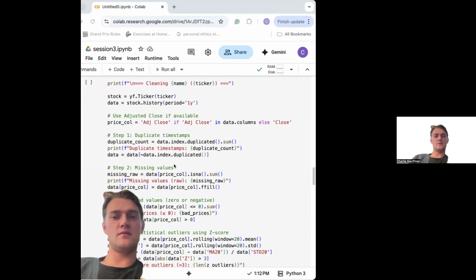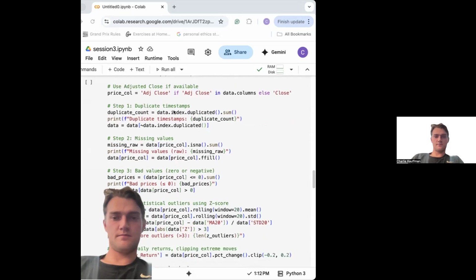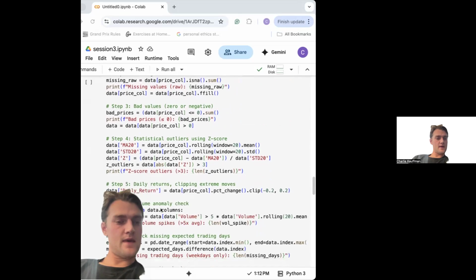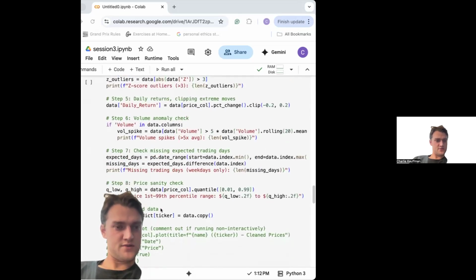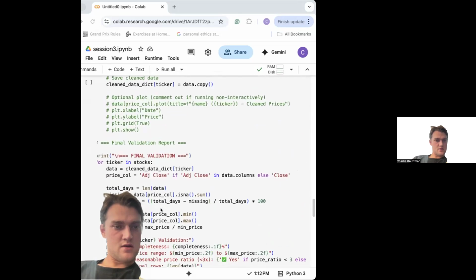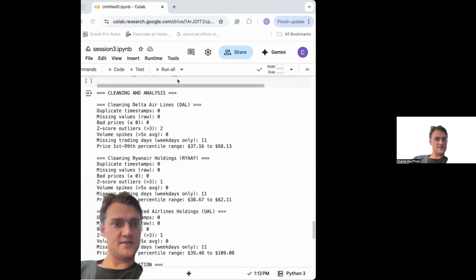Once it downloaded the data, it ran basic checks for problems that affect financial statements. First, duplicate timestamps, missing values, zero or negative prices, outliers using z-scores, abnormal volume spikes, and missing trading days. And after running those, it gives me these down here.